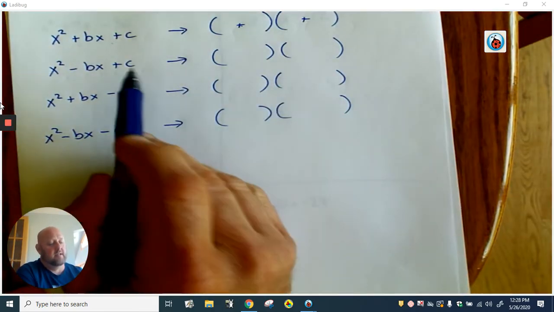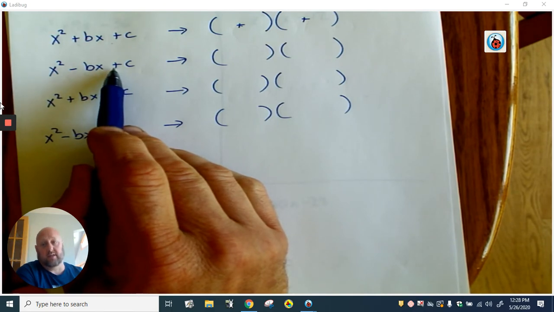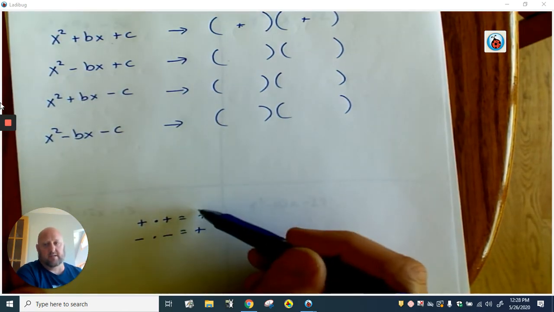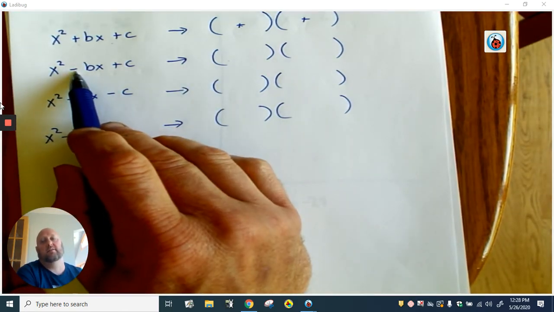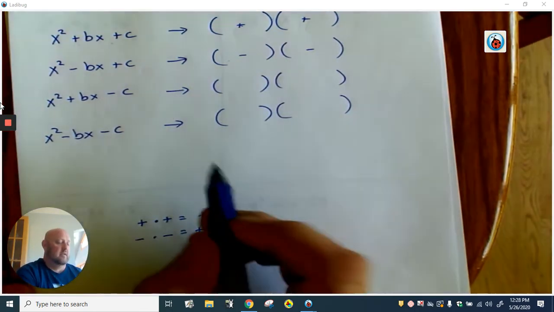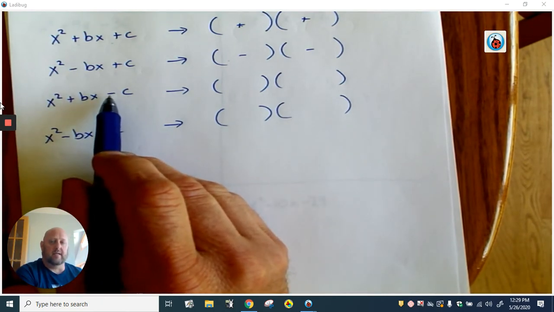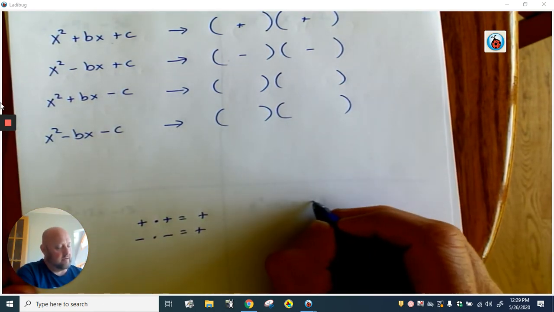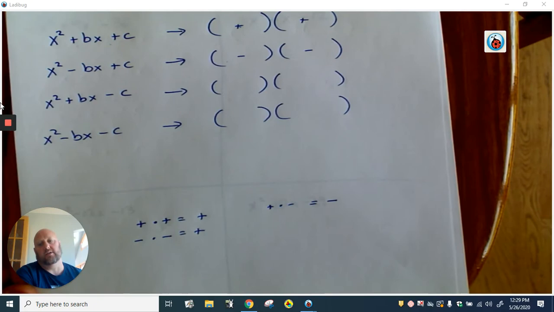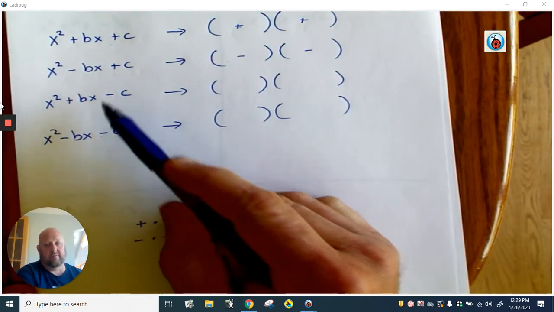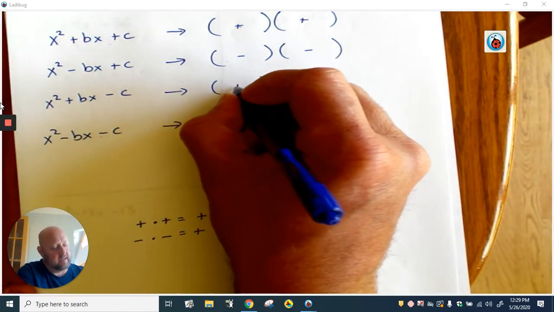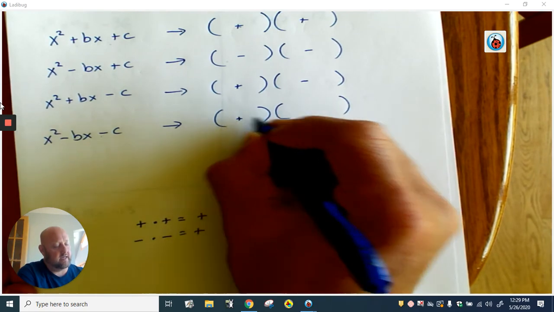But something like this, if this was a positive, well, that tells me these signs have to be the same, right? Because that's how you end up with a positive. And then it has to end up with a negative. Well, the only way that's going to be is if they're both negative. While we're here, the fact that this is a negative, well, how do you multiply together to get a negative? Well, basically, you have to have one of each. So I know right now, the fact that the C is negative, that tells me I'm going to have a positive and a negative. Okay?